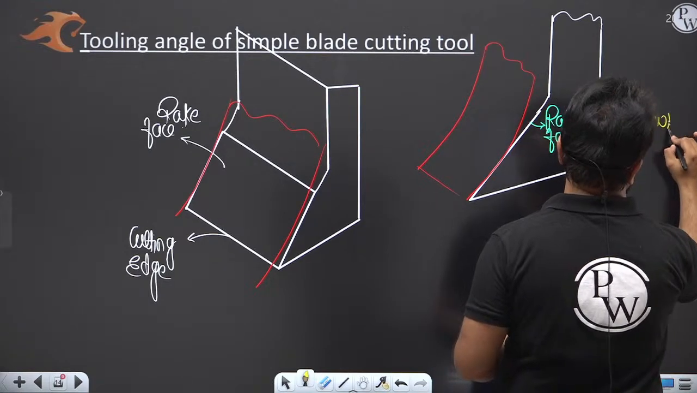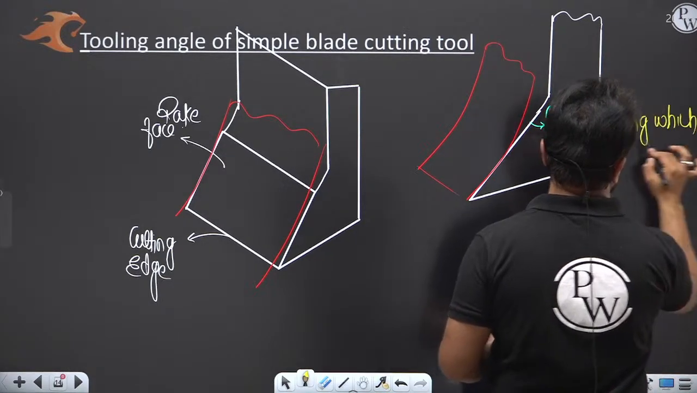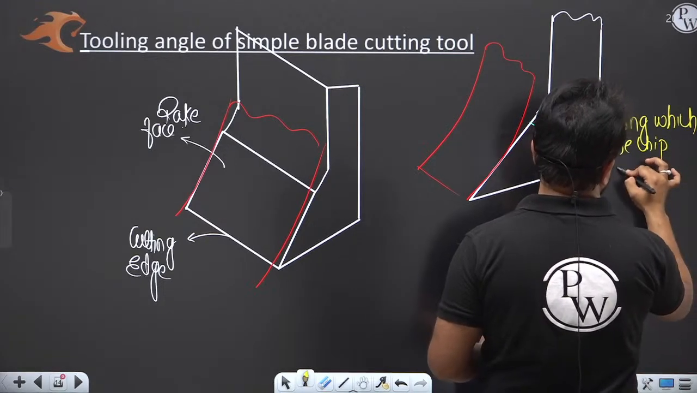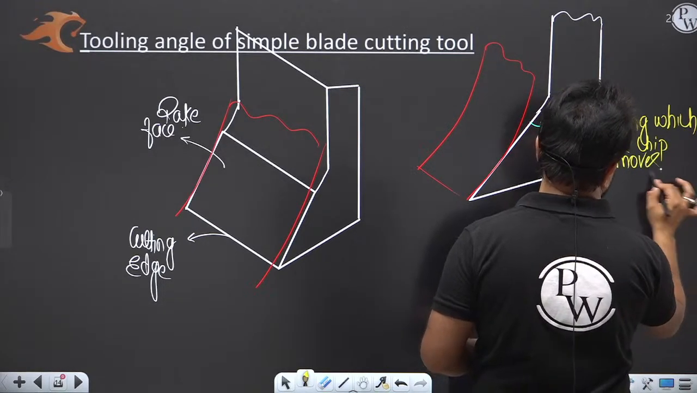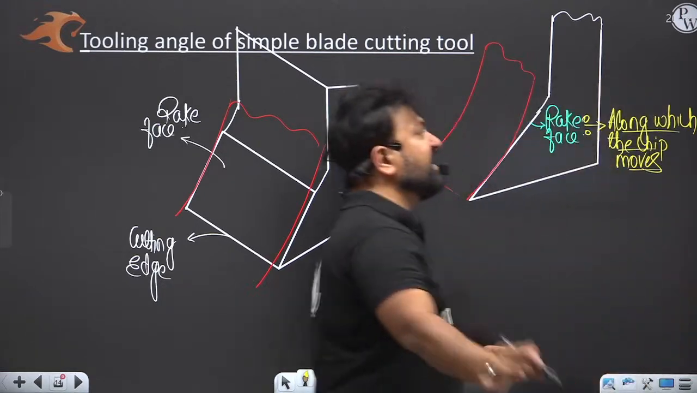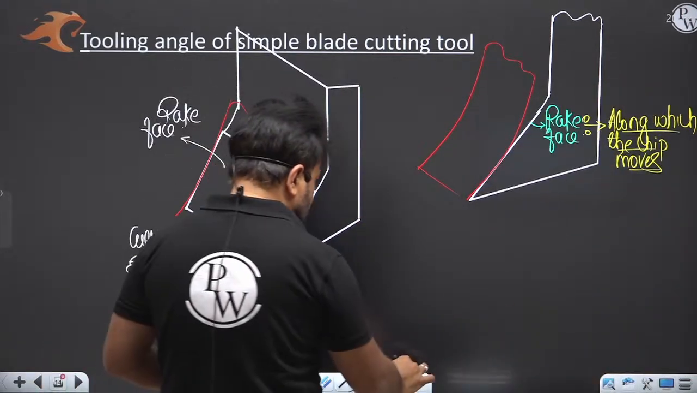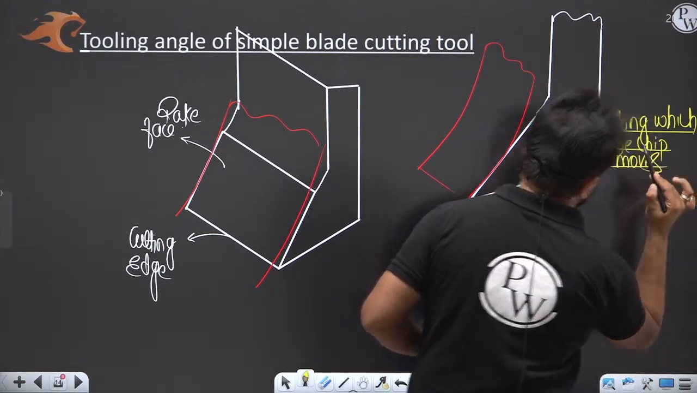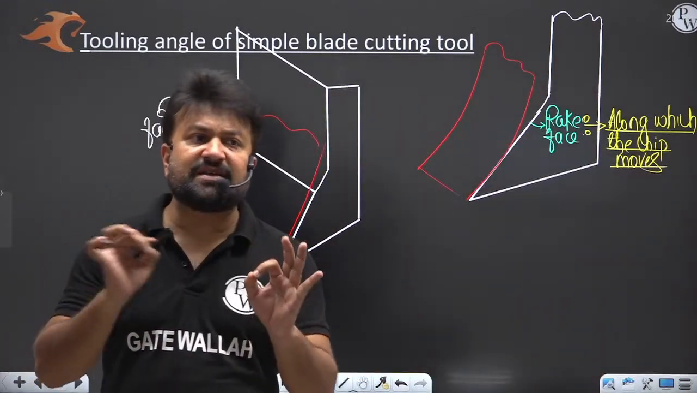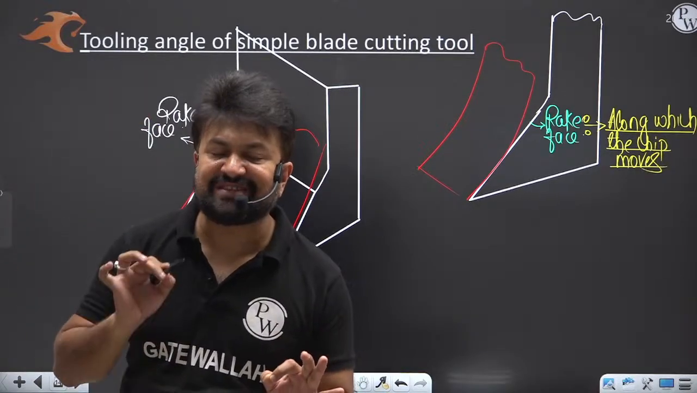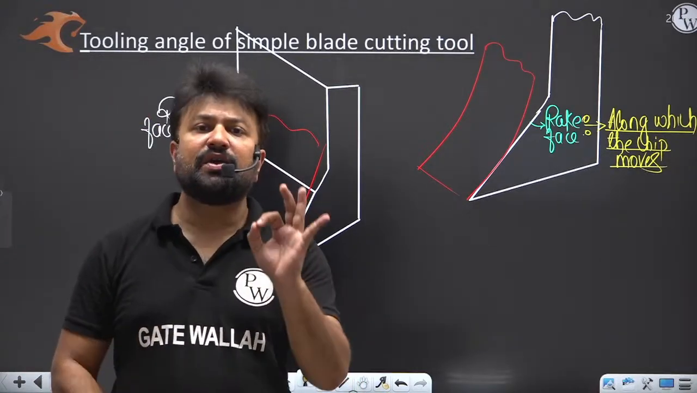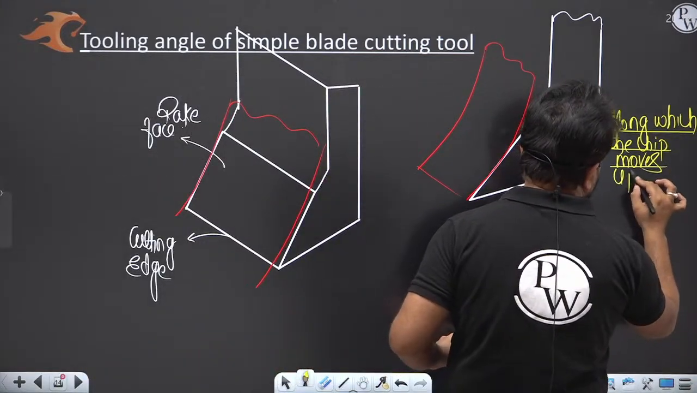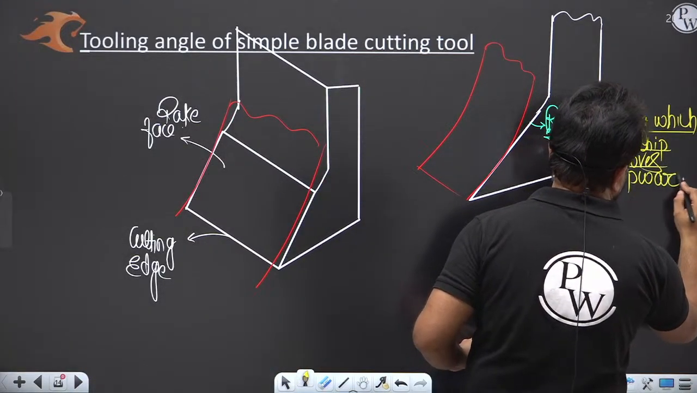Along which the chip moves, that surface is known as what? Your rake face. Chip moves upward, right? Upward.